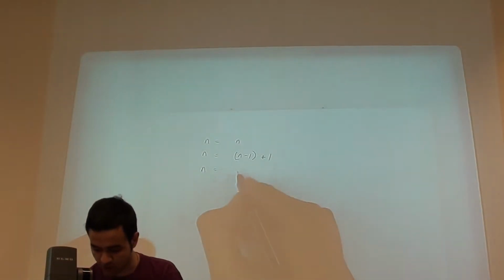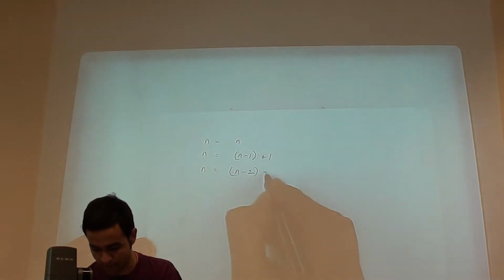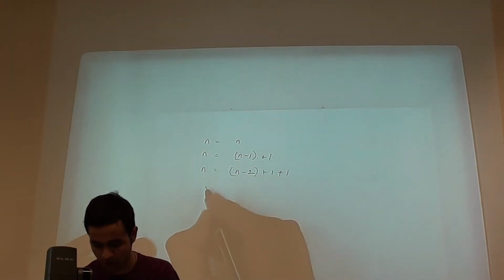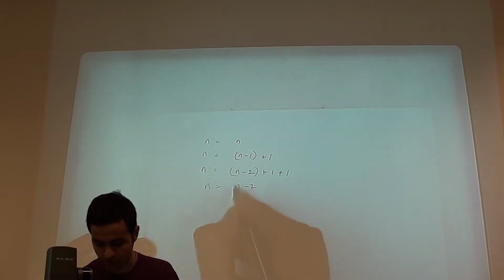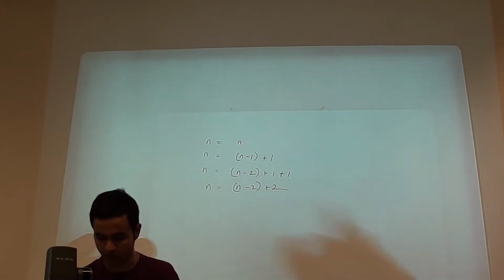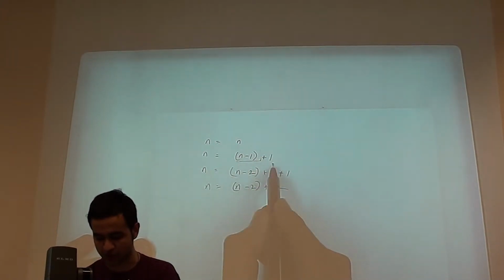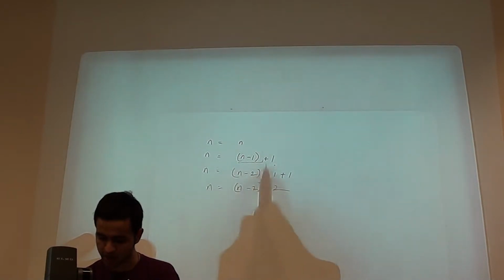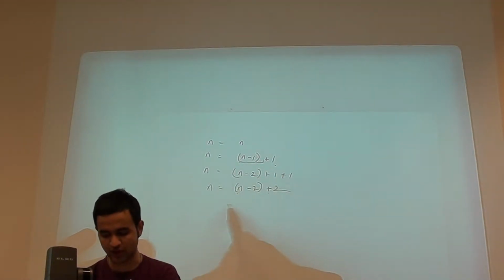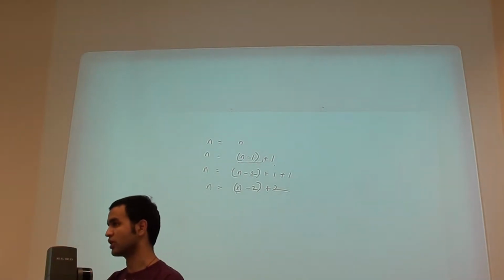And then you can have n minus 2 plus 1 plus 1, or n minus 2 plus 2. So if it's n minus 1, you have one solution. If it's n minus 2, you have 2 solutions. And if you have n minus 3, you have 3. That's all I got so far.